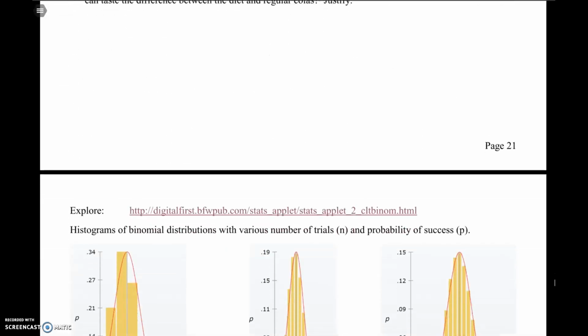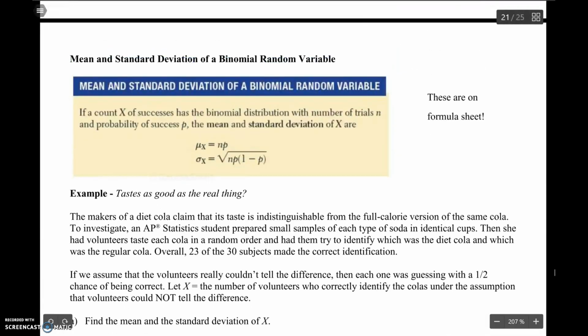All right. Let's try to get this next page done in 3 minutes. Mean and standard deviation of the binomial random variable. If a count x of successes has the binomial distribution with the number of trials n and the probability of success p, then the mean and standard deviation are, so these are going to be formulas on the formula sheet. The mean is going to be n times p, and the standard deviation is going to be the square root of npq. Our book doesn't use it, but q is basically the complement of p. It's the probability of a failure.